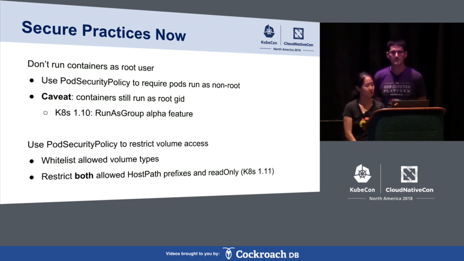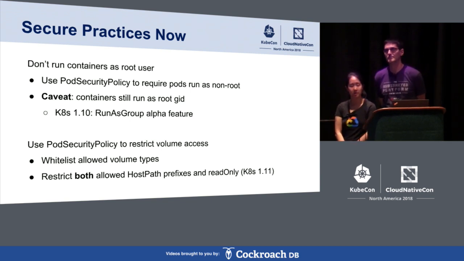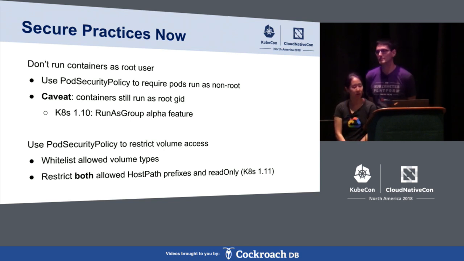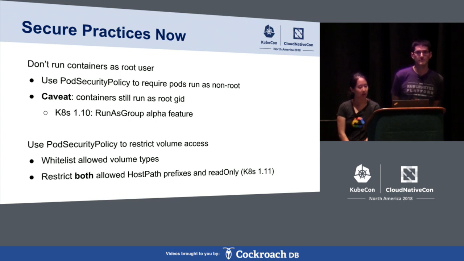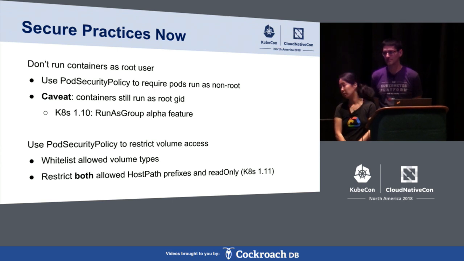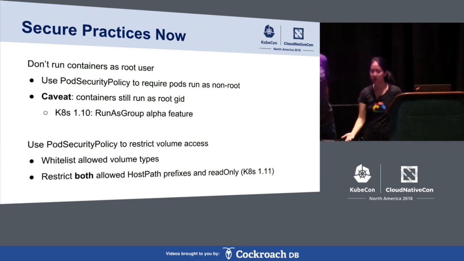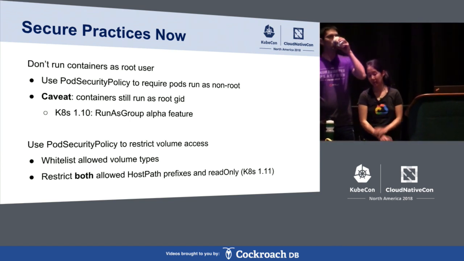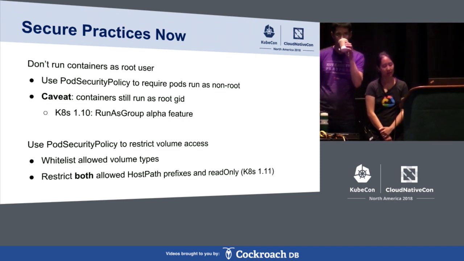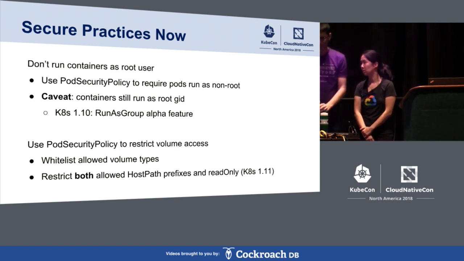So you can enforce this by creating a pod security policy to require your pods run as non-root users. And you can also restrict the UID range that your containers can run as. There is a caveat in that your containers will still run with the root group ID. So if your container was exploited, then it could still access files that gave permission to that root group. This is being addressed in Kubernetes 1.10 with the Run as Group alpha feature, which lets you specify what group you want your containers to run as.